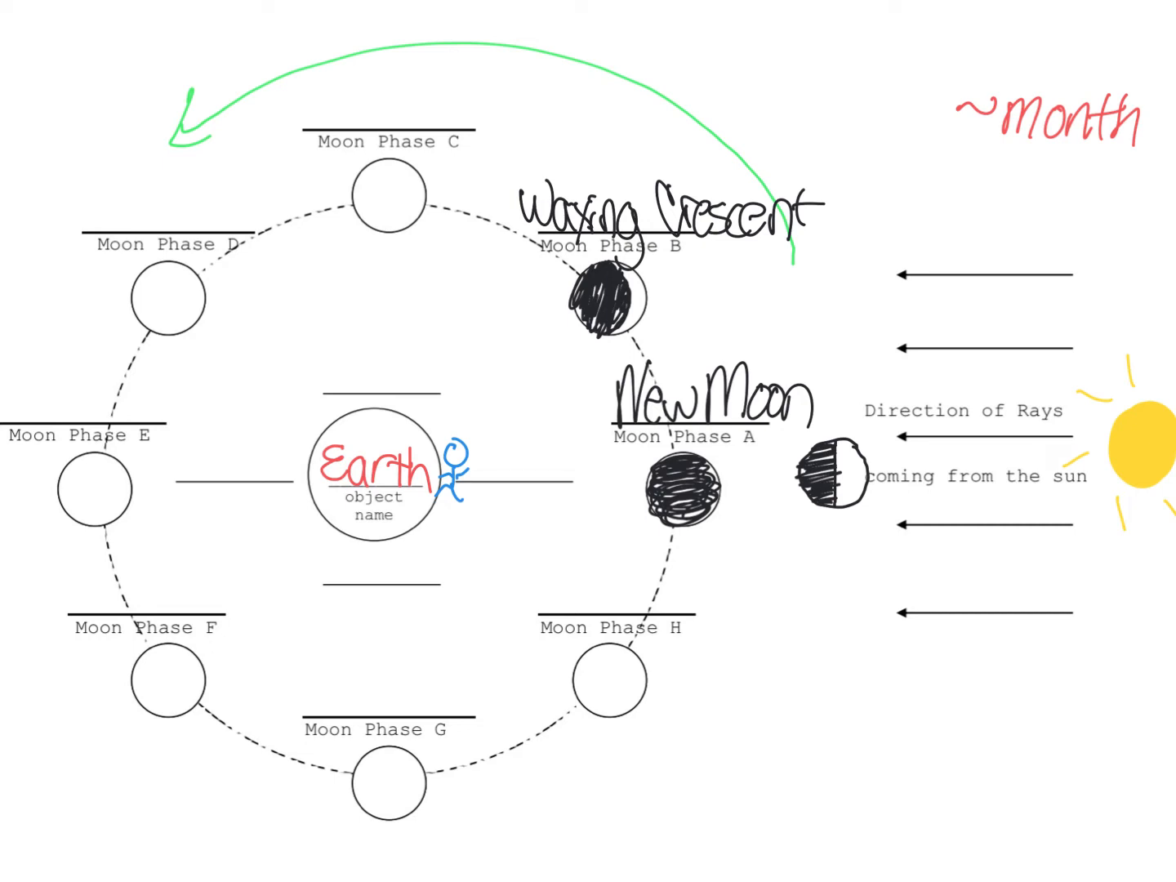Now consider moon phase C. Here, the moon is positioned to the side of the Earth. We are viewing this as if we're hovering over the North Pole looking down. In this position, the side of the moon facing the sun is our right side. We can see the illuminated half of the moon, the first quarter moon.